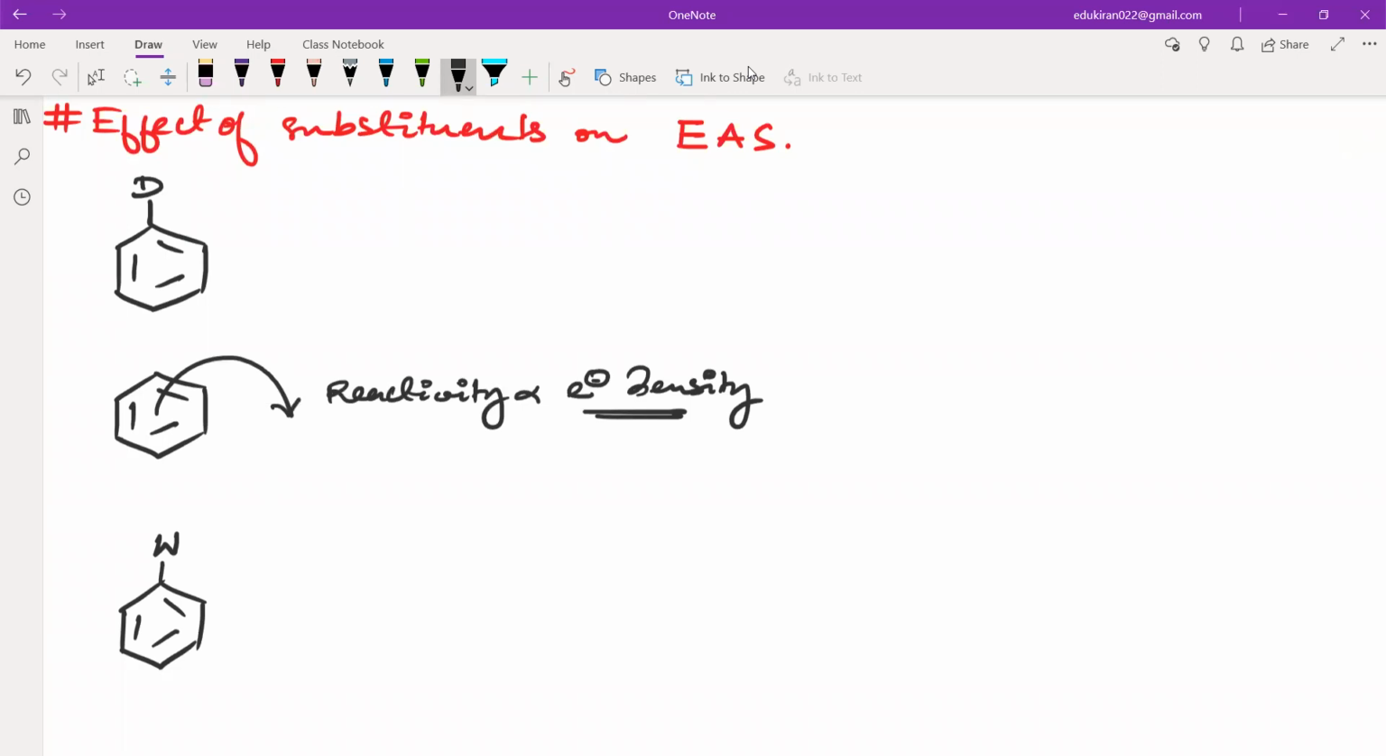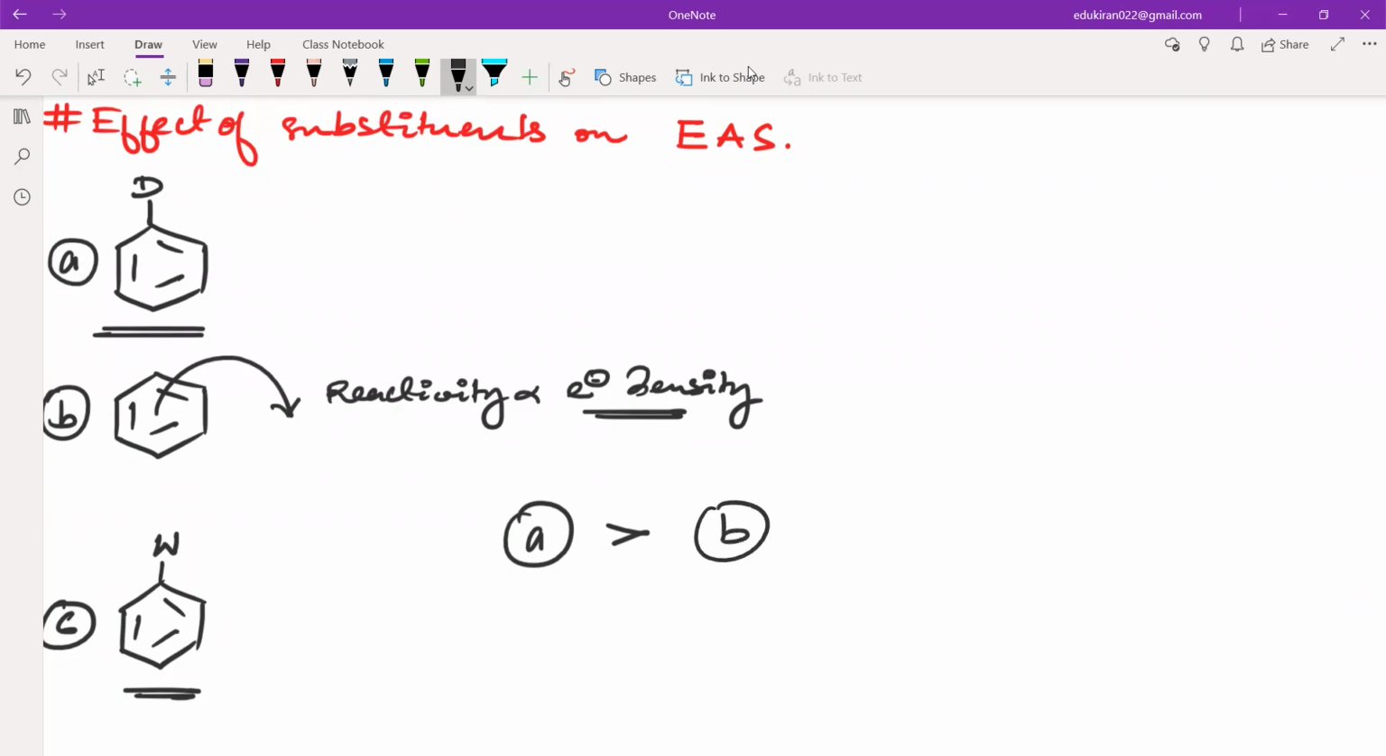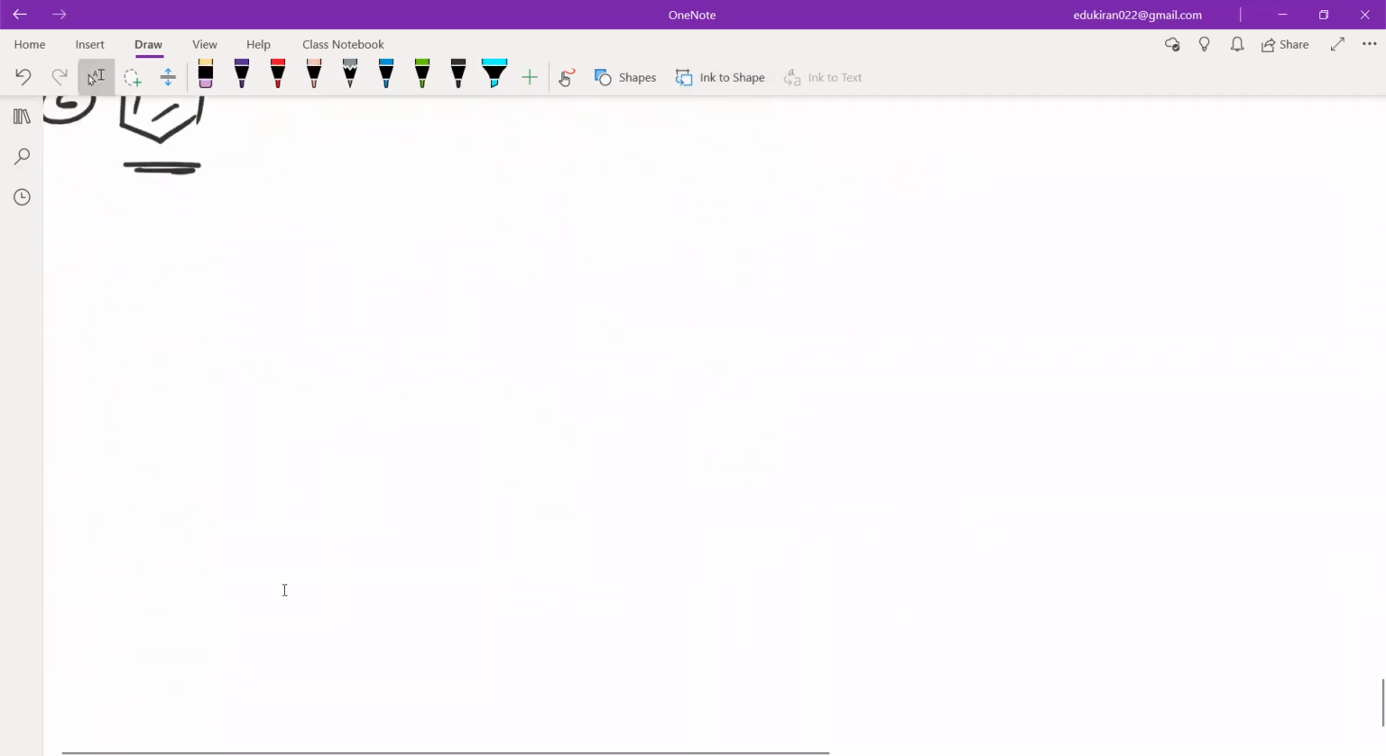Okay, so now we have donating groups and we have withdrawing groups. So we have A, we have B, that is benzene, and we have C, that is the withdrawing group. In this case, with an electron donating group, more and more electron density will be pumped into the benzene ring. Yes or no? Okay, so A will be the fastest. The reactivity of A will be highest: benzene derivatives which have electron donating groups attached will have the highest reactivity, followed by benzene, and then followed by C, the withdrawing groups. Is this clear? Yes, sir.